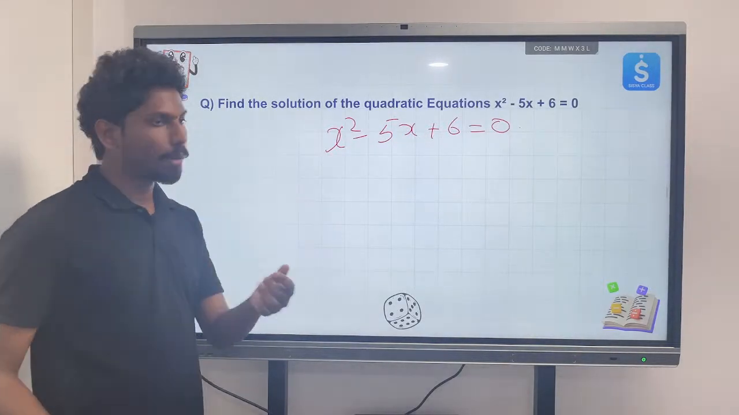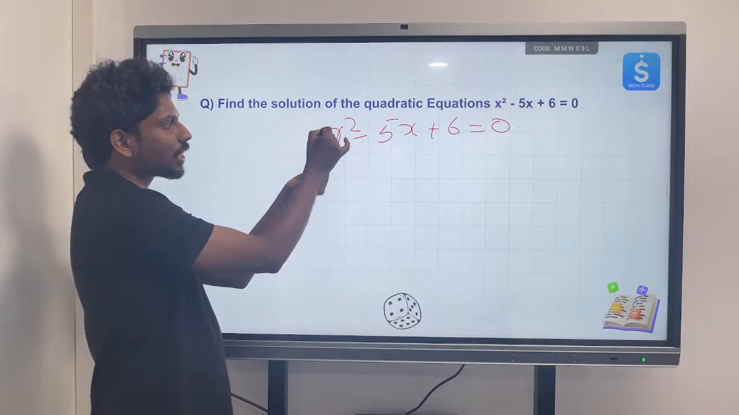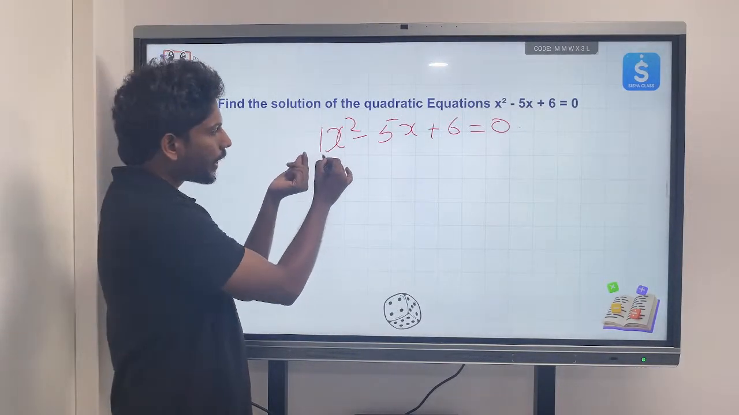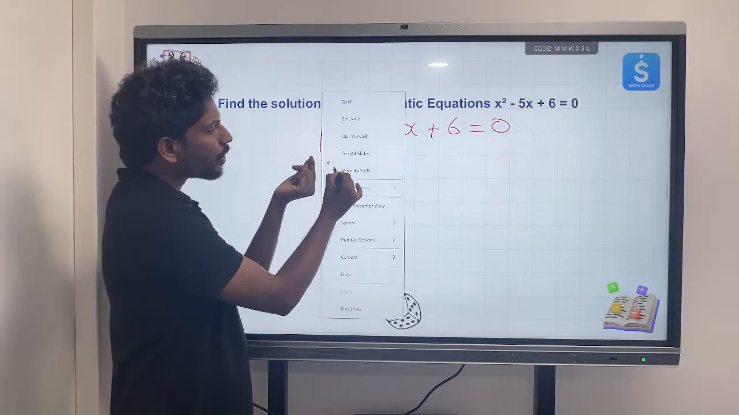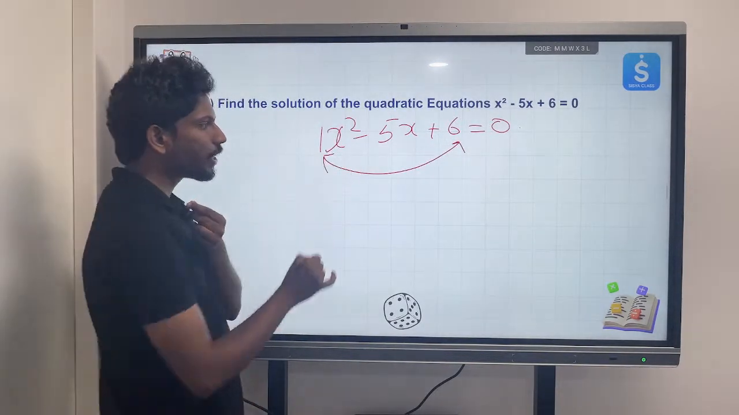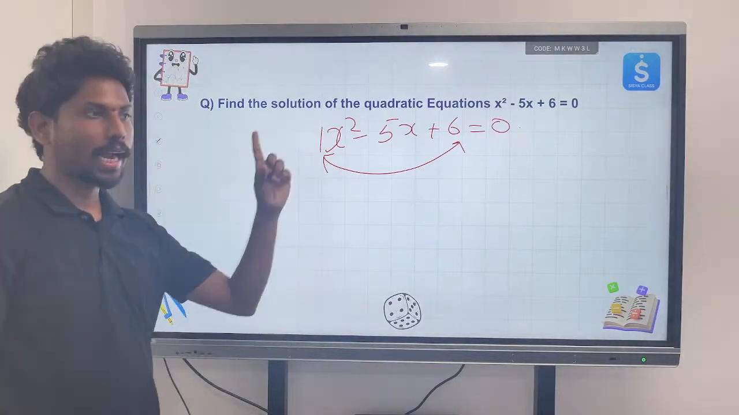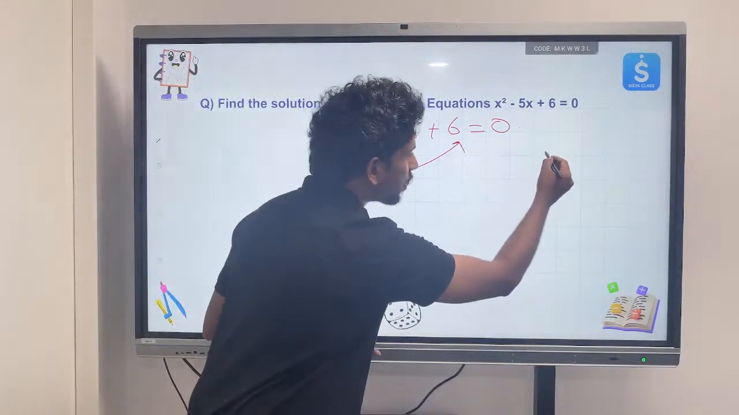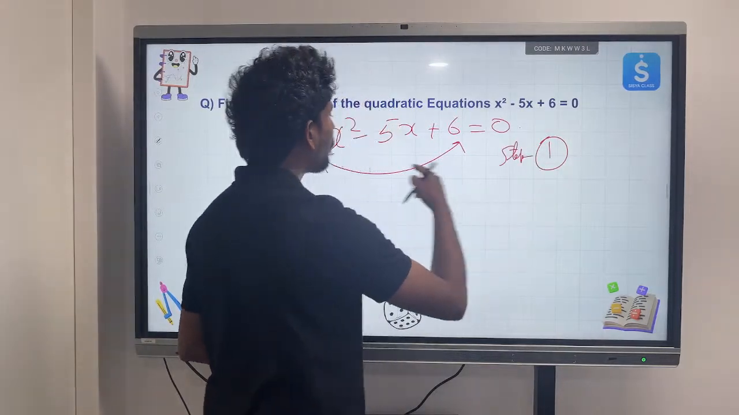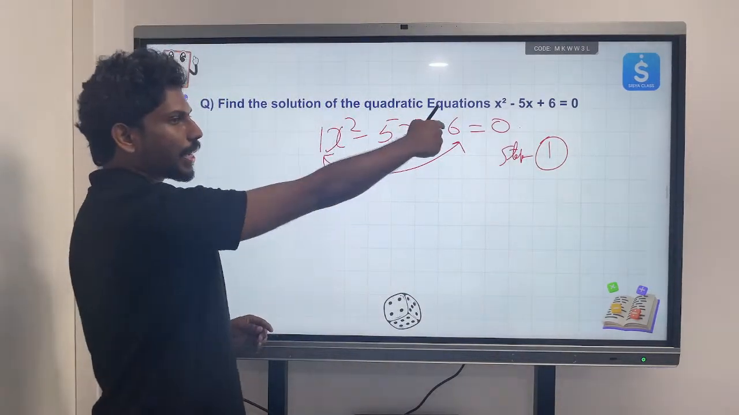Understand this step by step. First of all, there is the coefficient of x square, which is 1, right? You need to multiply the coefficient of x square and the constant. So that is the first step. What is step 1? Step 1 is multiplying the coefficient of x square and the constant.